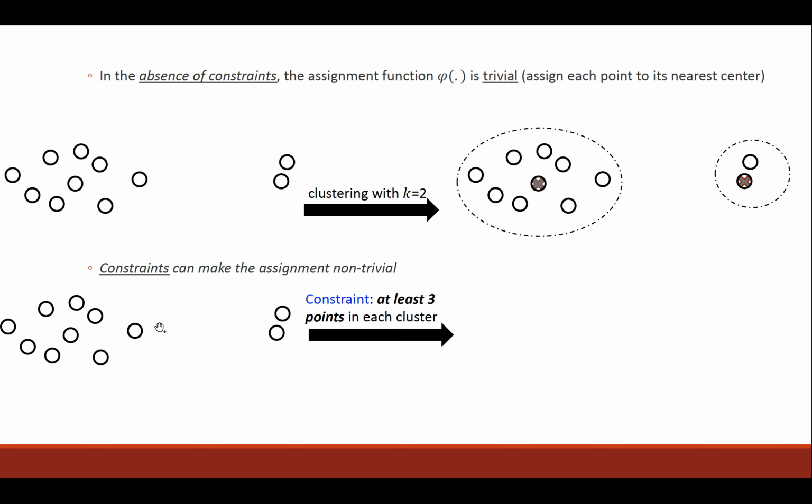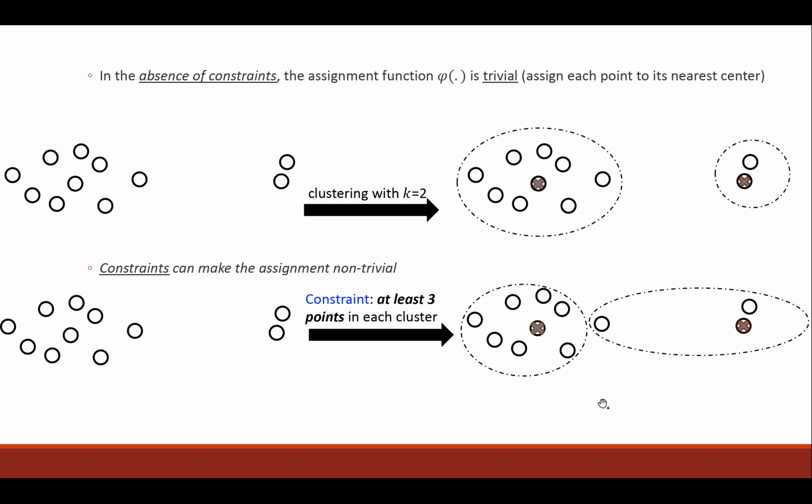Given the same set of points, let's now impose the constraint that we should have at least 3 points in each cluster. Now, clearly the cluster on the right has an issue because it only has 2 points and it needs a third one to satisfy the constraint of having at least 3 points. So we'd actually end up with the following clustering, where clearly this point right here has been assigned to a center which is not its nearest center. It's been assigned to the center on the right instead of being assigned to the center on the left. But this had to be done in order to satisfy the constraint of having at least 3 points.